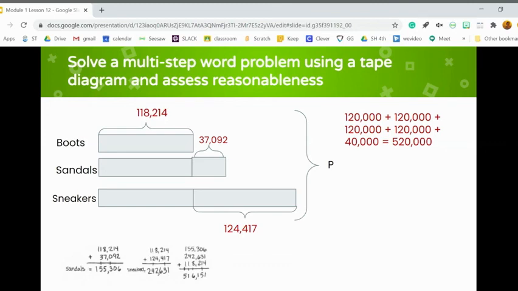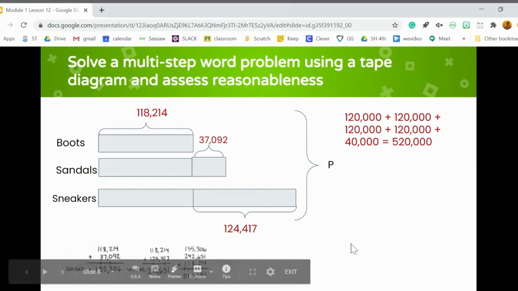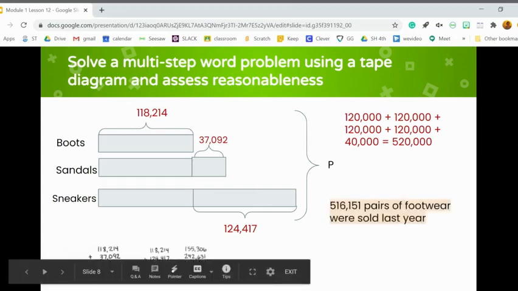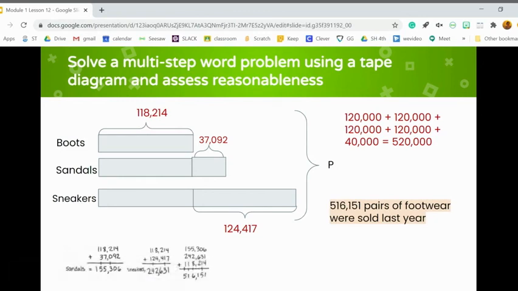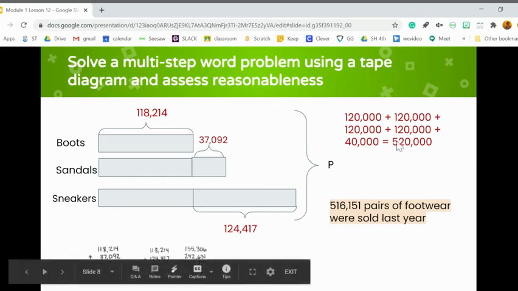And when I come up with my answer, 516,151 pairs of footwear were sold last year. When I look at my estimation, that is pretty close. So I can say, yes, I think my answer was reasonable.